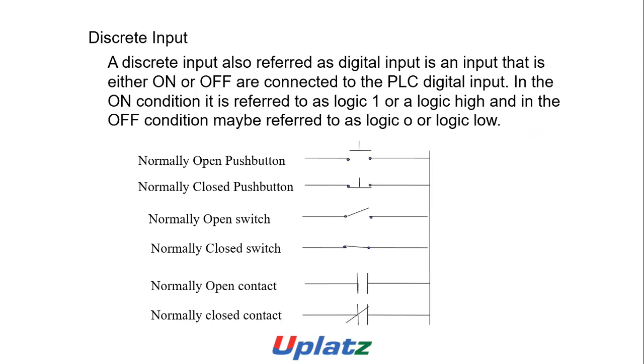Discrete input. A discrete input, also referenced as digital input, is an input that is either on or off, connected to the PLC digital input. In the on condition, it is referred to as logic 1 or logic high, and in the off condition may be referred to as logic 0 or logic low. Normally open push button, normally closed push button, normally open switch, normally closed switch, normally open contact, normally closed contact are shown in the figure.